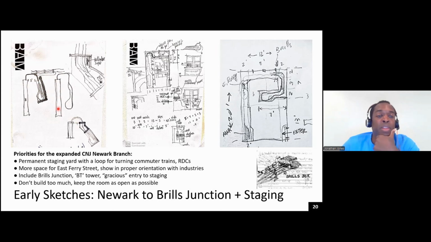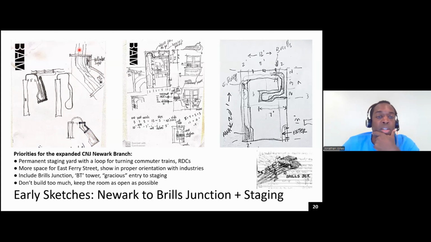So in sticking with that idea, here's another version of it where I expanded the staging to get a better sense of what the size of that would be. And then I said to myself, well, how am I going to get Brills Junction in there? And I said, well, maybe if I kind of add a little bend here and add that onto the staging, maybe I can make that work.